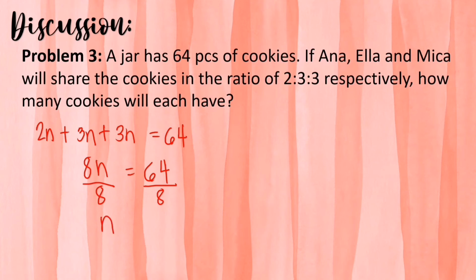Uulitin ko, 8n divided by 8 is equal to 1 times n is equal to n. N is equal to 64 divided by 8 is equal to 8.